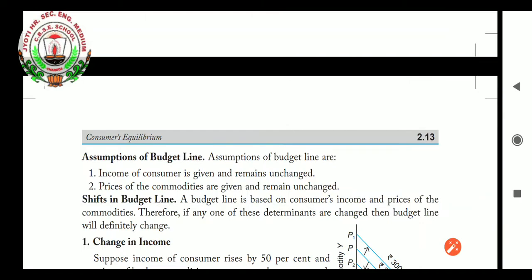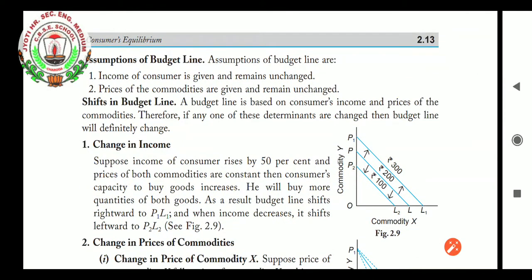Assumptions of budget line. The assumptions of the budget line are as follows. Very first, the income of the consumer is given and remains unchanged. Prices of the commodities are given and remain unchanged. Definitely, according to our income, the prices of goods will not change in the market, and according to the prices of the goods, the income of the person will not change. These are two different things, and they change according to their own level of exchanges.